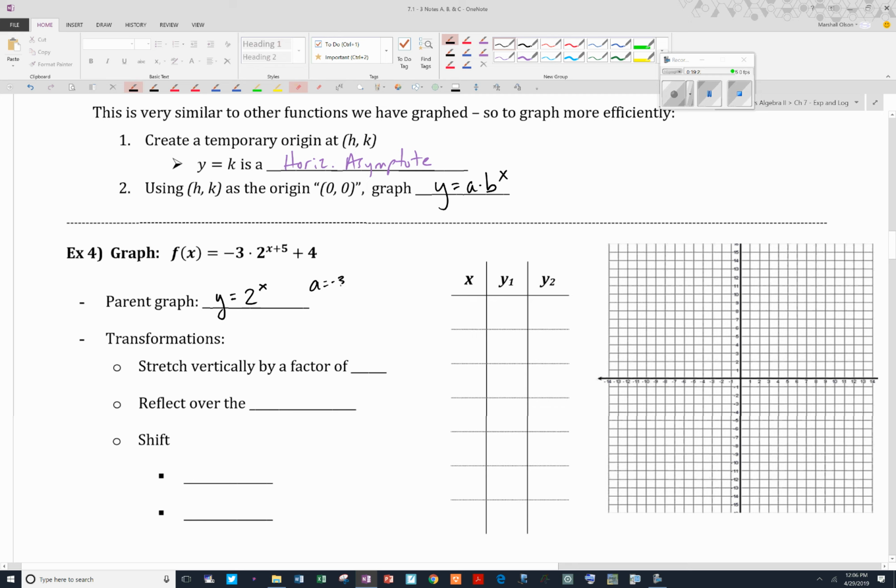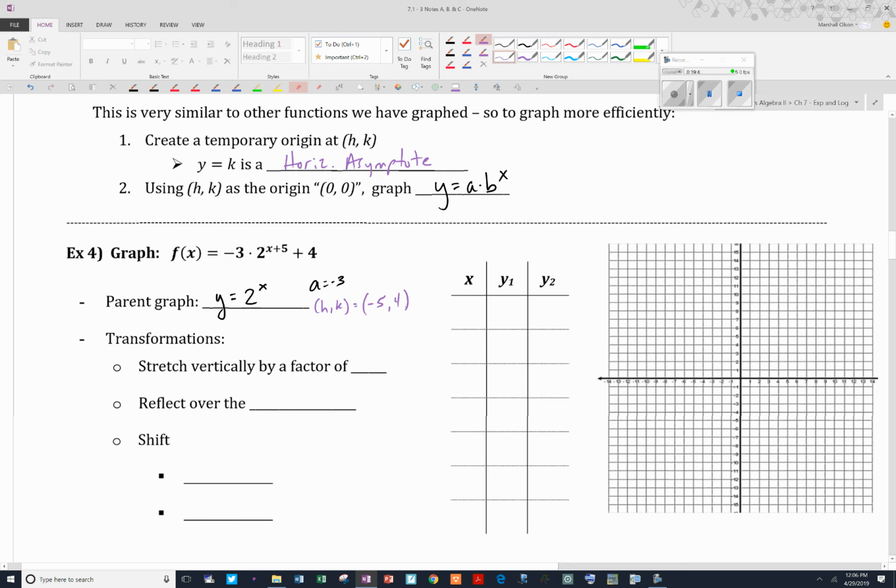I'm just going to write that right there. A equals -3. What are our HK values? Or what if I had to write what HK is, what is that? Like a point. -5, +4, right? It's opposite H, same K, okay?